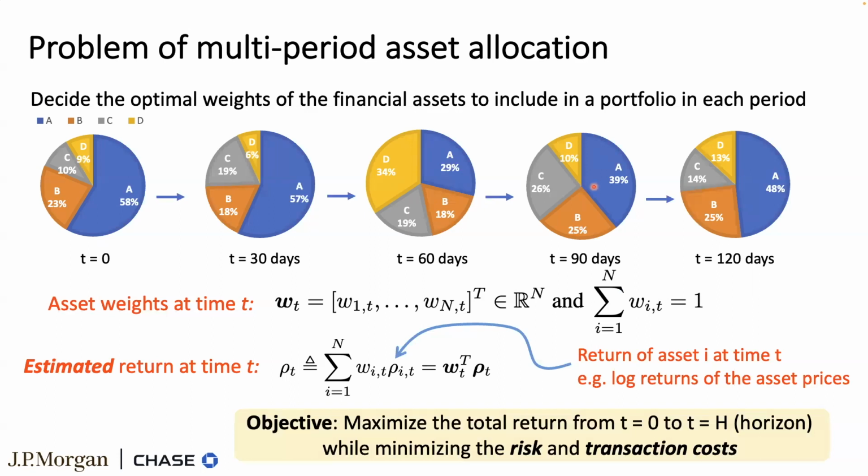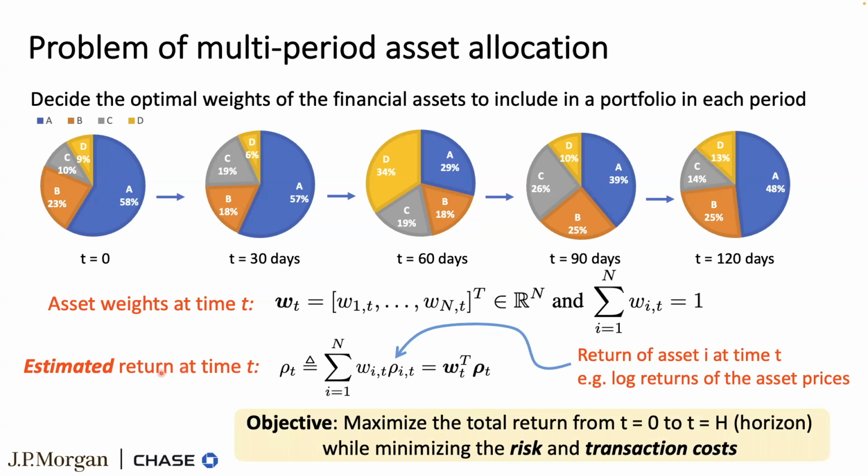So if we use some mathematical notation, then if we say that the asset weight at time t is w_t, then this is a vector where each term denotes the weight of an individual asset from 1 to n, where n is the number of assets in the portfolio. And the sum of all the weights of the assets at any time should be equal to 1, because the whole budget of the portfolio is distributed among the different assets.